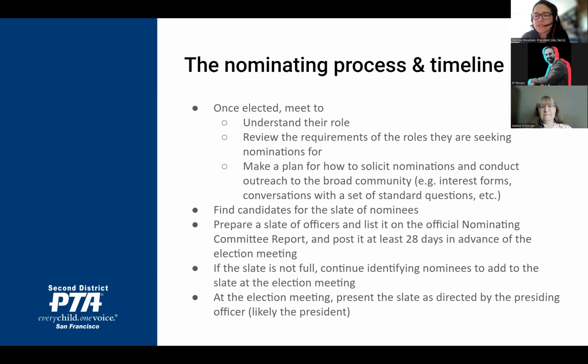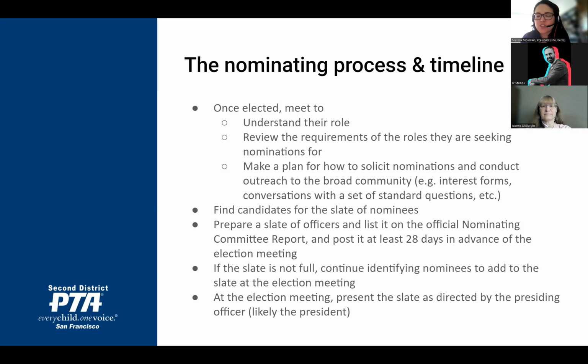Even if you can't find, say, the secretary that is required, you still would go ahead and report that slate of nominees 28 days in advance of the election meeting. Even if it's blank, you would just report, we have no names to fill in, but that's the responsibility of the nominating committee, is to report 28 days in advance of the election.